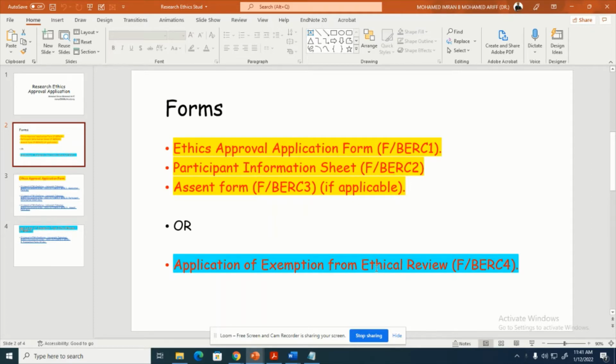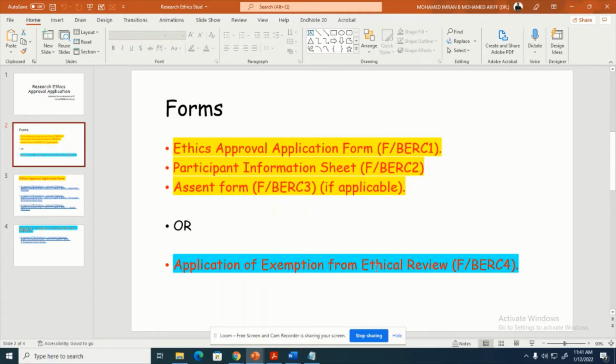If the students are dealing with human participation, then they will need to complete 1, 2, 3. If there is no human participation or minimal human participation, then they will complete only form number 4. Supervisors need to check whether students need to complete 1, 2, 3, or form number 4. I have given a briefing to all students regarding which form to fill up, so they should be able to justify which form they have filled up.